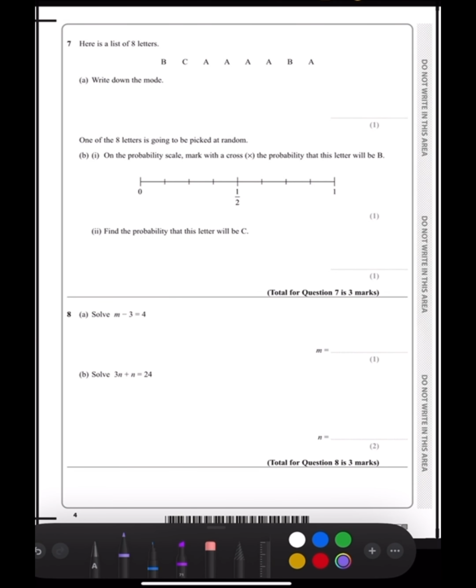Firstly, look at the 7th question. We know that here is a list of 8 letters: B, C, 4 times A, and then B, and then A again. Write down the mode. What do they mean by the mode here? So the mode simply means, if we just key point this, the most common.